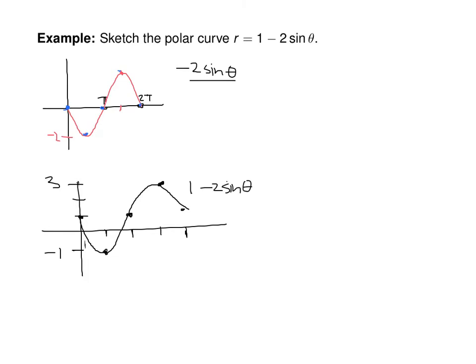And let's just figure out what these intersection points are. So when does 1 minus 2 sine theta equal 0? Which means 1 equals 2 sine of theta, which means sine of theta is a half, and that happens when theta is equal to pi over 6, which makes sense. That point right there is somewhere between 0 and pi over 2, and that's also true at 5 pi over 6.